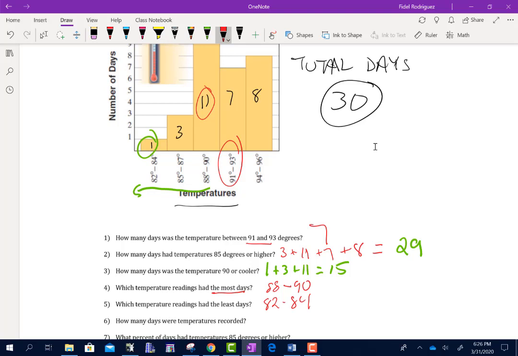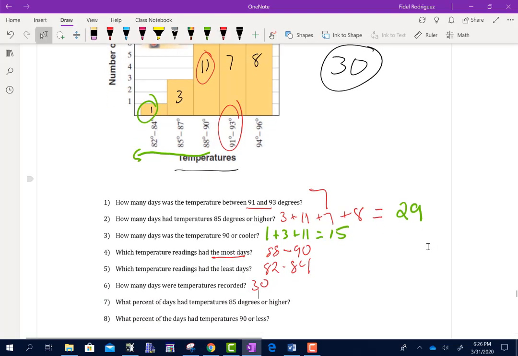How many days were temperatures recorded? We said this was a total of 30 days. Okay, I'm going to scroll down a little bit. What percent of the days had 85 degrees or higher? So again, we know the total was 30 days. 85 degrees or higher was 29, right?